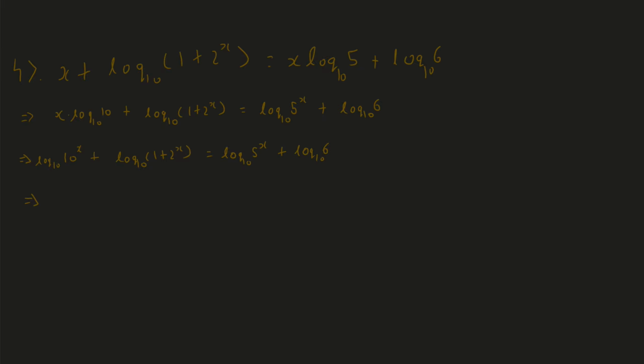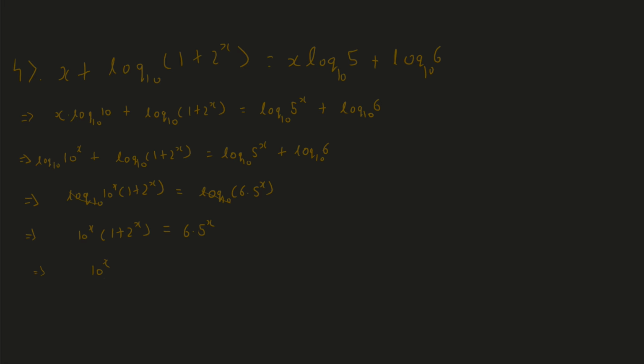Now we will use the product property, or the sum property, and we can write this as log of 10 raised to x multiplied by (1 plus 2 raised to x) to the base 10, and this is equal to log of 6 multiplied by 5 raised to x to the base 10. Sum of logs is equal to the log of the product. Now log to the base 10 can just be cancelled out from both sides, and we get 10 raised to x times (1 plus 2 raised to x) is equal to 6 into 5 raised to x.